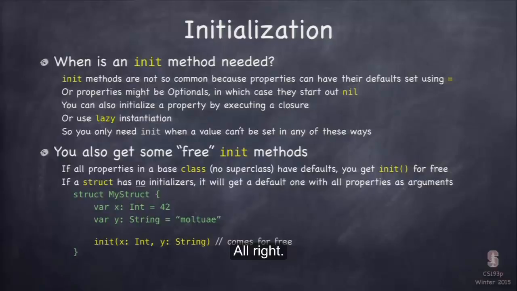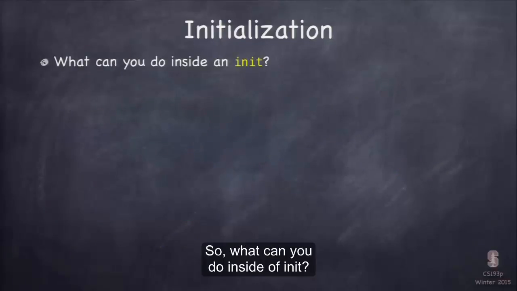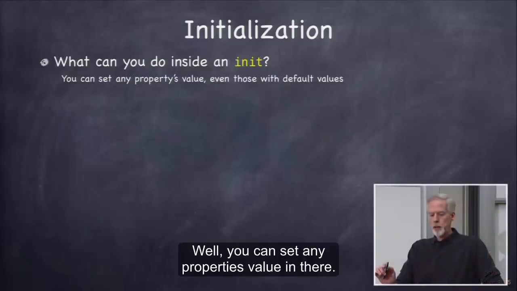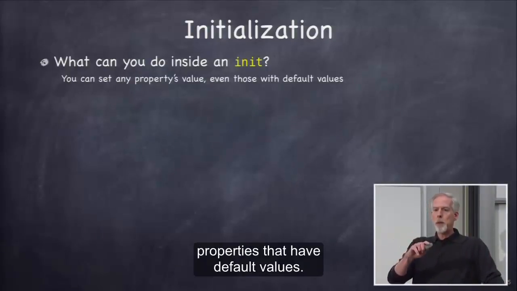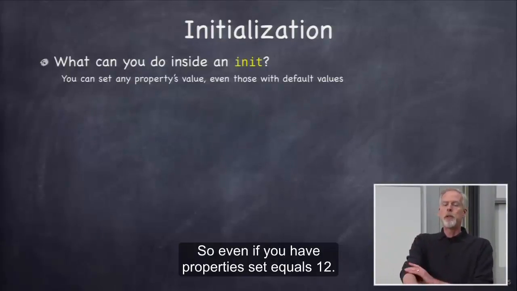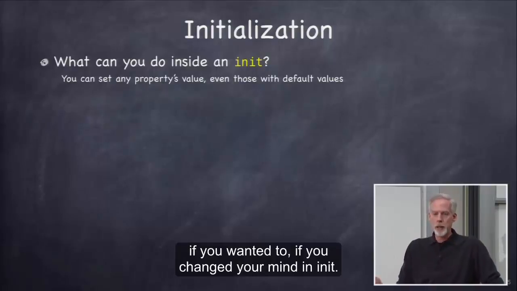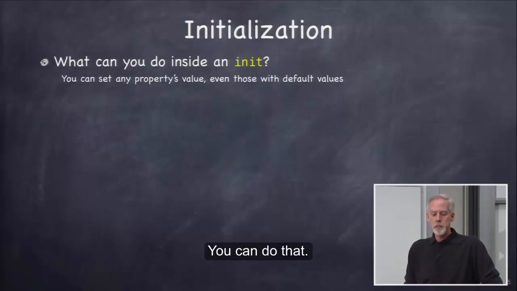All right, so what can you do inside of init? We saw what we did in calculator brain. We initialized some stuff. But what can you do? Well, you can set any property's value in there. You can even set properties that have default values. So even if you have a property and you said equals 12, in your init you could reset that to something else if you changed your mind. You could do that.